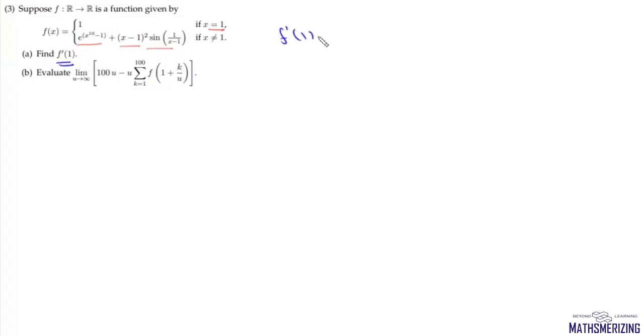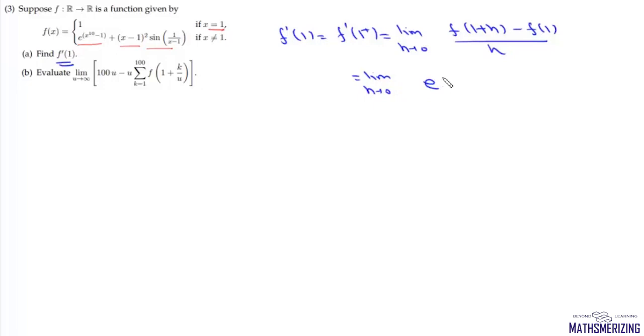Now f dash 1 will be equal to its right hand derivative, which is f dash 1 positive. So we'll write it as limit h tends to 0 of f(1 plus h) minus f(1) upon h. Now what is f(1 plus h)? f(1 plus h) will be e to the power (1 plus h) to the power 10 minus 1, plus h square sine 1 upon h, then minus f(1), upon h. f(1) is 1.